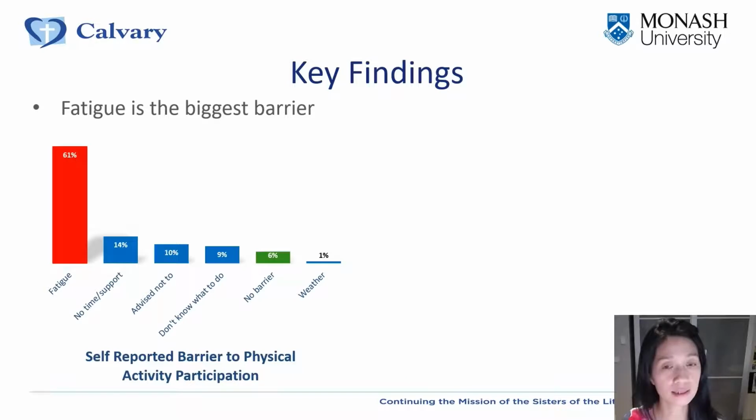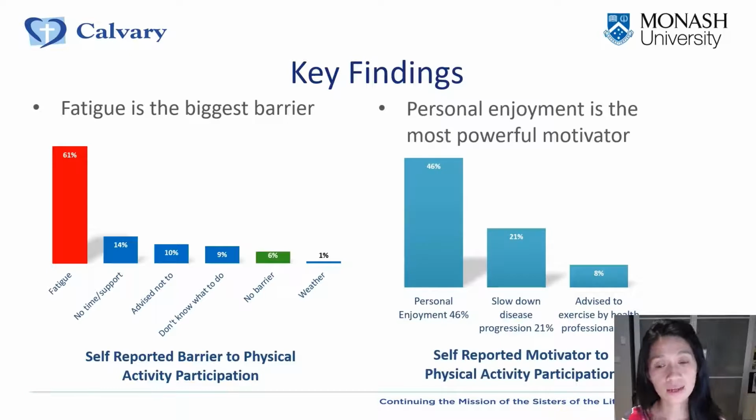So in terms of barriers, 61% of participants reported that fatigue was the main factor why they're not doing any more exercise. And the other thing I wanted to point out here is that only 6% of our cohort reported that there were no barriers, meaning 94% of people we interviewed were wanting to do more, but they couldn't for one reason or another. And when it comes to motivations, personal enjoyment was by far the most powerful motivator. And disappointingly, only 8% reported that they were doing exercises because the physiotherapist had asked them to.